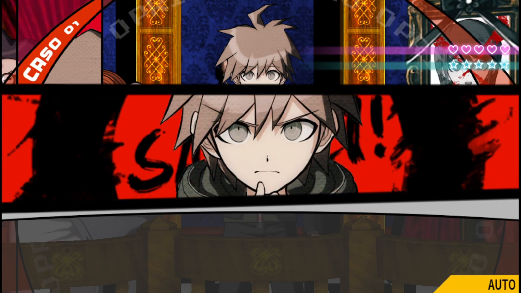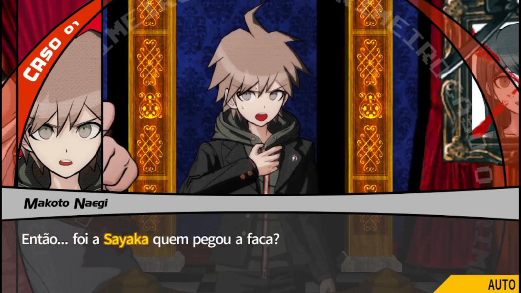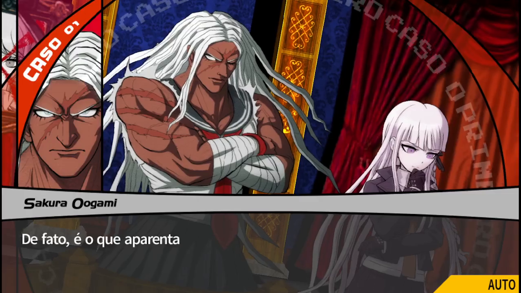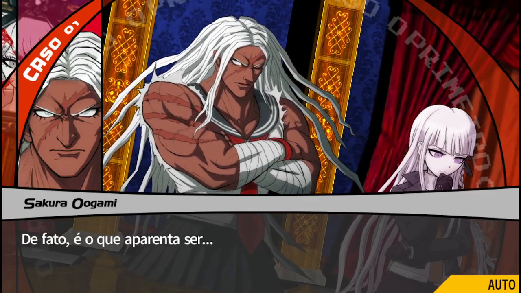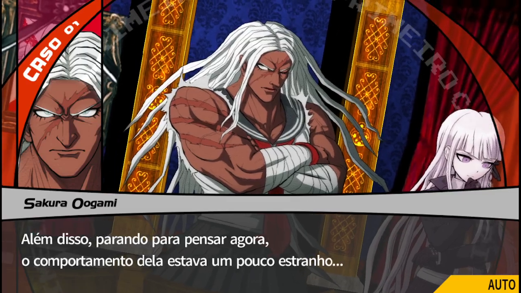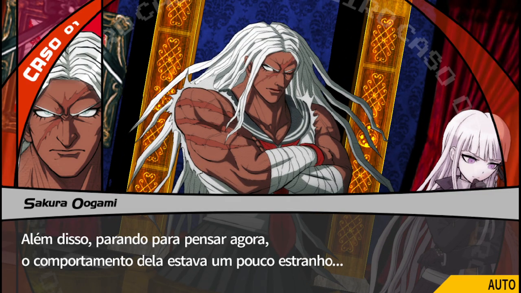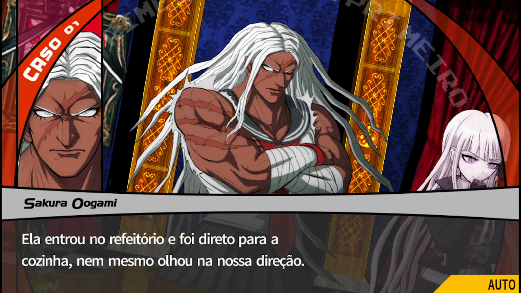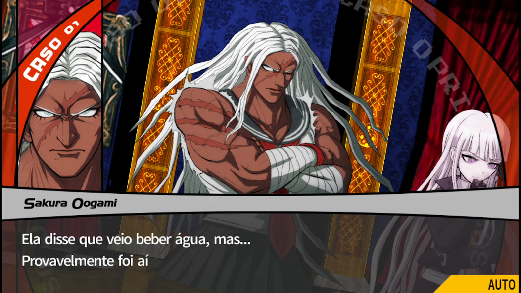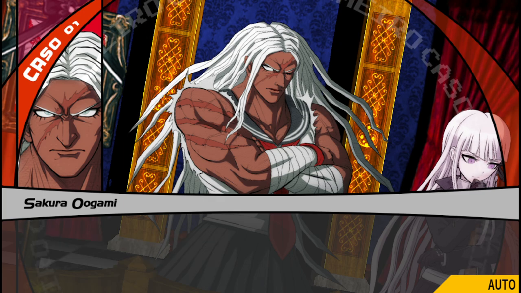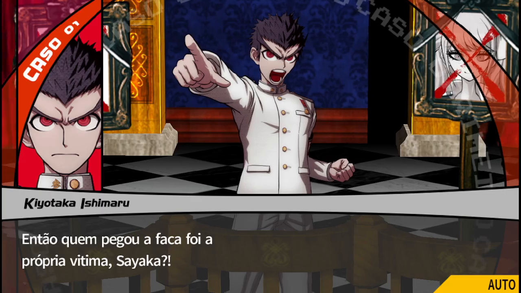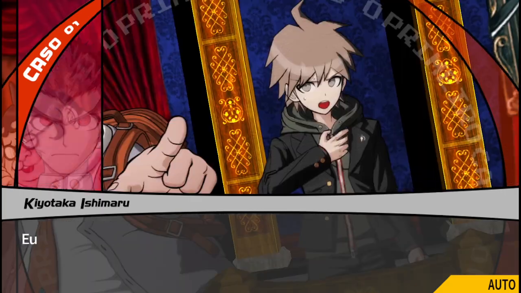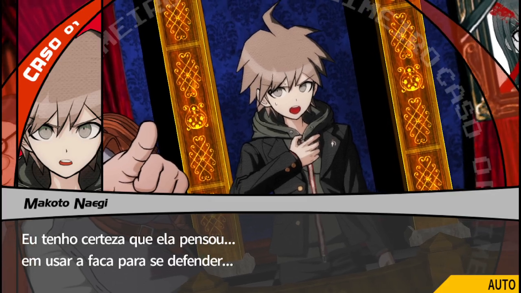I got it! Then, Sayaka is the one who took the knife? That's the only possibility. And thinking back on it, she was acting kind of unusual. When she came into the dining hall, she didn't even look at us. She just went straight to the kitchen. As she left, she said she just wanted a drink of water. But most likely... And the person who took the knife was the victim herself! I'm sure she just took it for self-defense.